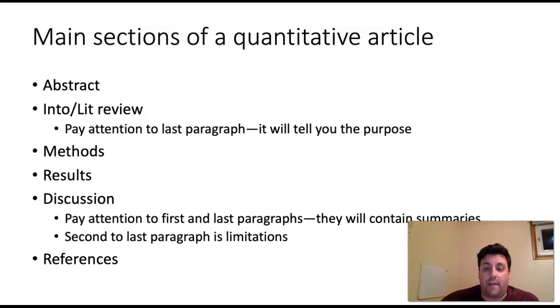So pay especially close attention to those first and last paragraphs. Typically, the second to last paragraph is limitations. That's a useful one to pay attention to as well. In the limitations section, the authors are going to be calling attention to the weaknesses of their study. They're going to be forthright about the weaknesses, and that'll help you. That's something that's designed to help you in your appraisal of the study's strengths and weaknesses.